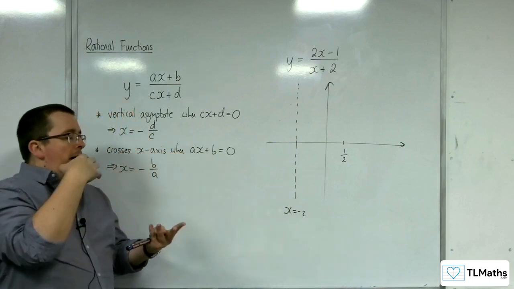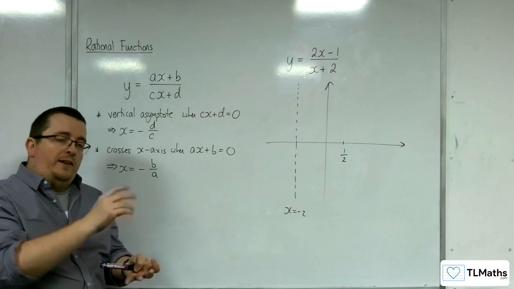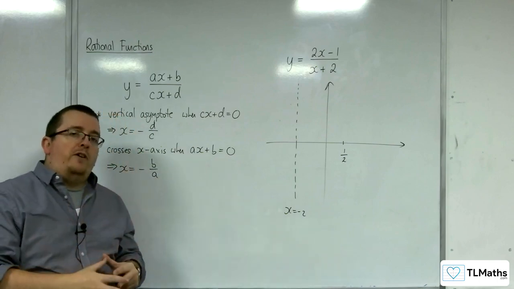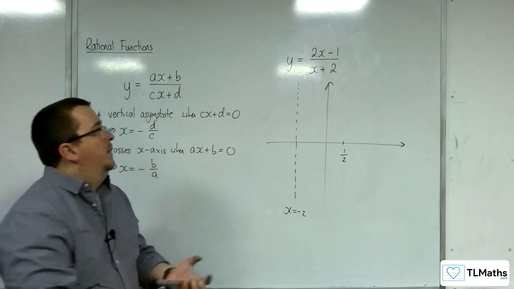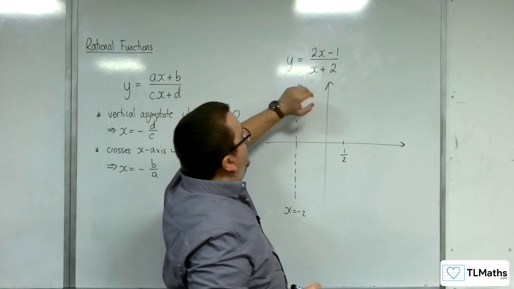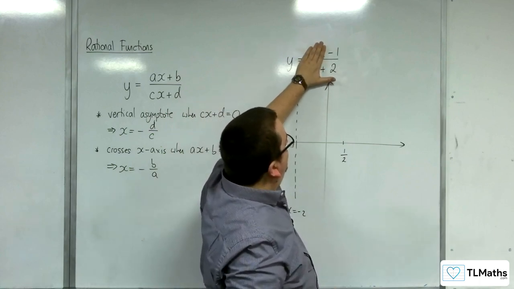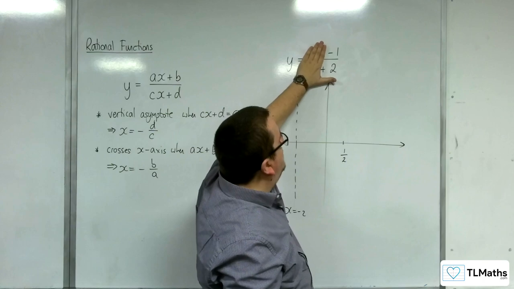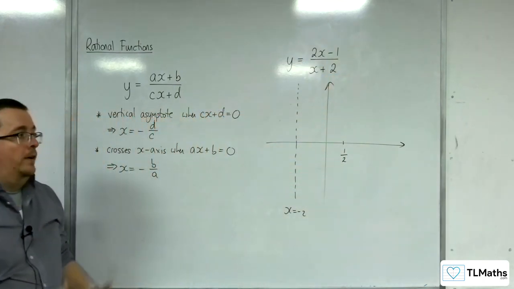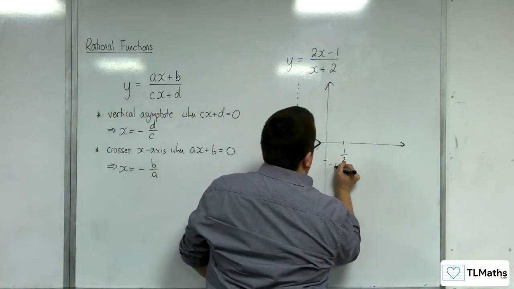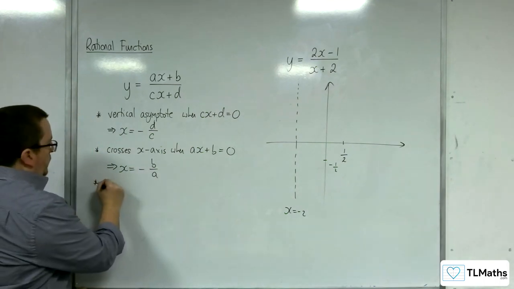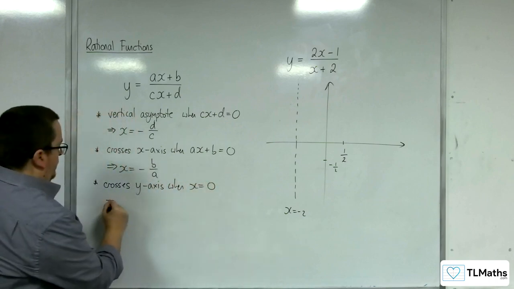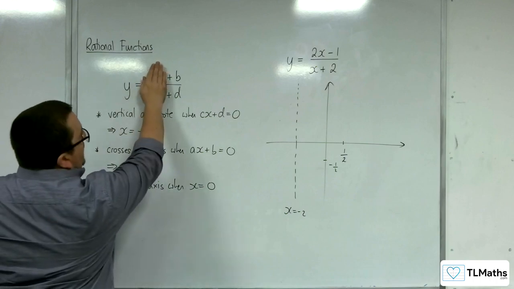From sketching straight line equations, linear graphs, quadratics, cubics, quartics, trig graphs, whatever, the way that you work out where a graph crosses the y-axis is by putting in x is 0. What's neat about one of these is that you can just put your hand over the x's, and you can see that y is equal to minus 1 over 2. Putting my hand over the x's, I'm just ignoring the x's because they're both 0 now. And so y equals minus 1/2 is where it must cross the y-axis. So it crosses the y-axis when x equals 0, which implies that y is equal to b over d.